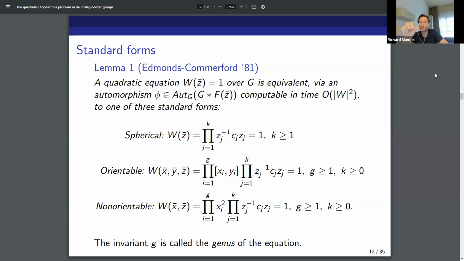So we're replacing the variables in the original equation with possibly products of variables and constants, and in the end we arrive at a really nice equation which has a solution if and only if the original equation has a solution. So we have these 3 forms. Spherical and orientable are basically the same, but I like to think of them as different forms, and they correspond very nicely with the classification of compact surfaces, which we'll explore in the next slide.